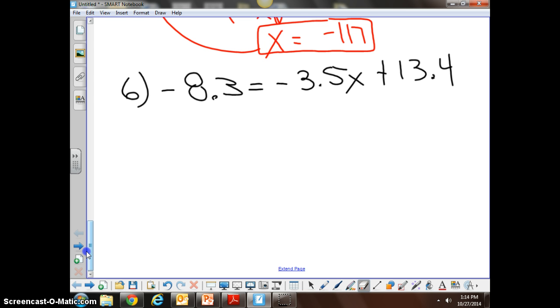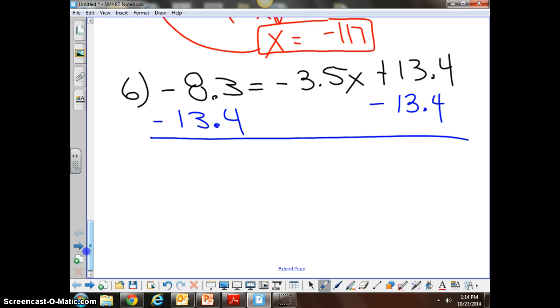We know we need to get the variable by itself. What is the thing we're going to do to get the variable by itself, Madison? Yes, we're going to subtract 13 and 4/10 from both sides, right, Madison? So we got 13 and 4/10. Make sure you line up your decimal points. Madison, can you clean up the left side of the equation? What is negative 8 and 3/10 minus 13 and 4/10? Negative 21 and 7/10. Don't forget your negative. So negative 21 and 7/10.